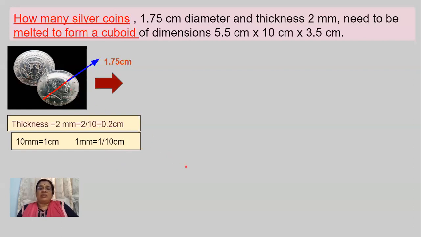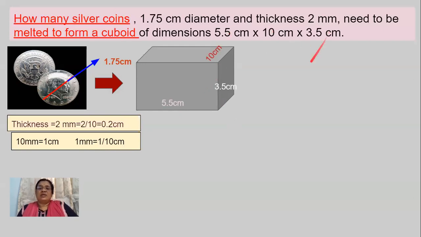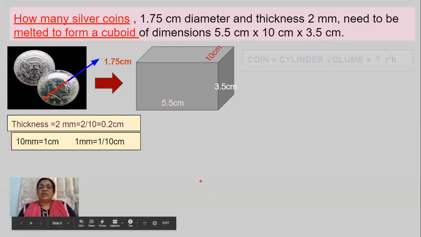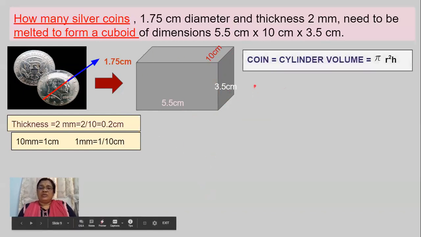And what happened to this coin? The coins are melted to form a cuboid like this. The cuboid dimensions are also given. This is length, this is breadth, and this is height. How much is length? Length is 5.5 centimeters, the breadth is 10 centimeters and the height is 3.5 centimeters. So what you will observe, the coin is in the form of a cylinder, and in each and every step you have to take volume only.